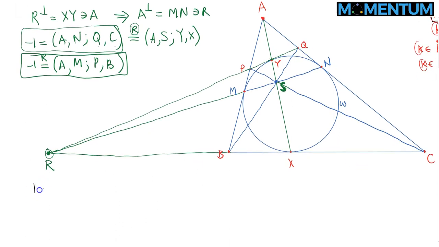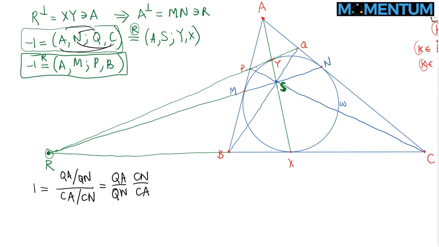So we have a 1, in absolute values, obviously, is equal to QA over QN divided by CA over CN, right? So I can just write it as QA over QN times CN over CA. Well, actually, I should have started from the other one because the question is asking for QA. Okay, let's go back to this ratio. Actually, let's just fit it in here.